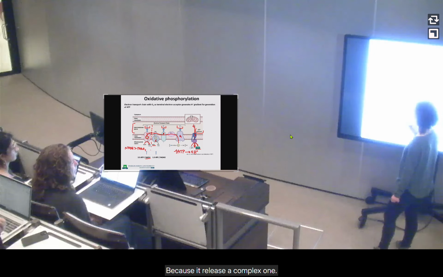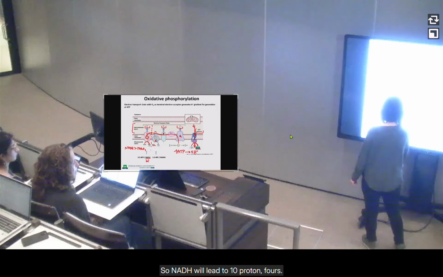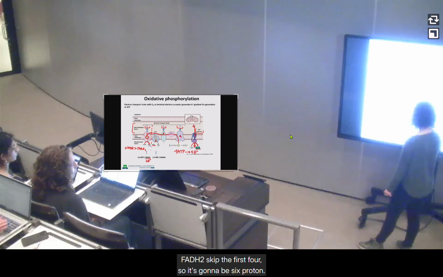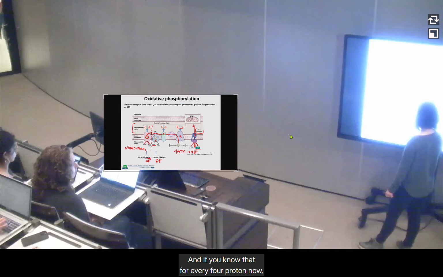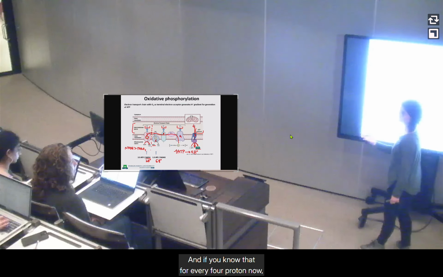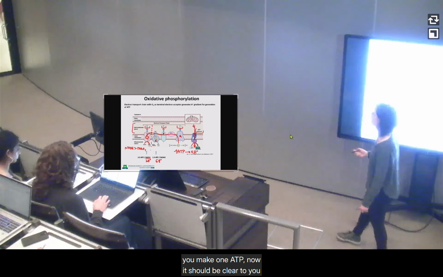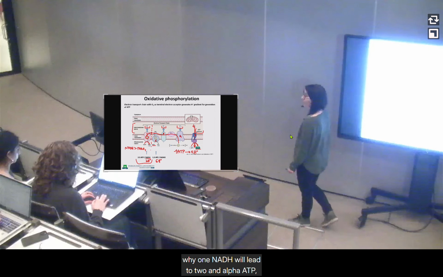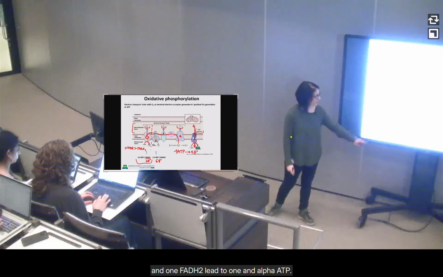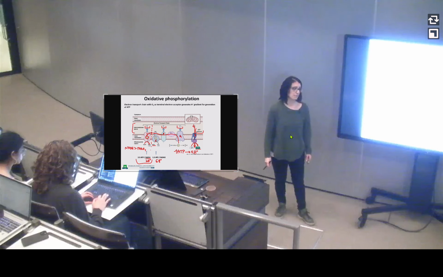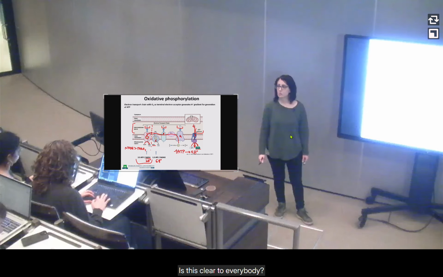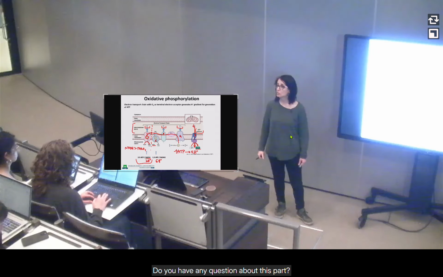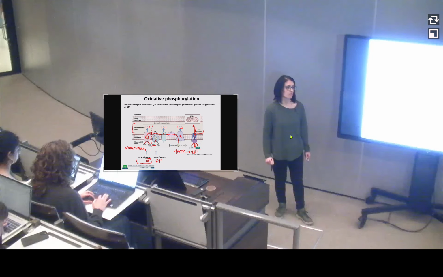Because it releases at complex 1, NADH will lead to 10 proton force. FADH2 skips the first 4, so it's going to be 6 protons. And if you know that for every 4 protons you make 1 ATP, now it should be clear to you why 1 NADH leads to 2 and a half ATP, and 1 FADH2 leads to 1 and a half ATP. Is this clear to everybody? Do you have any question about this part?